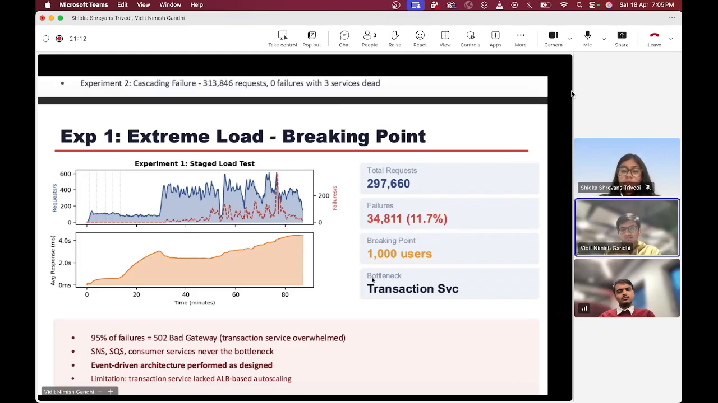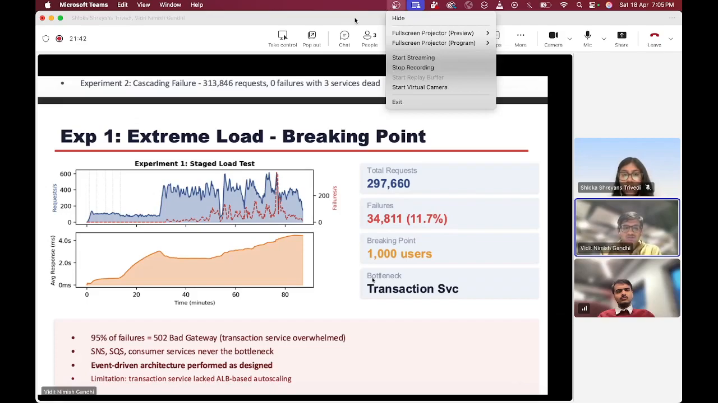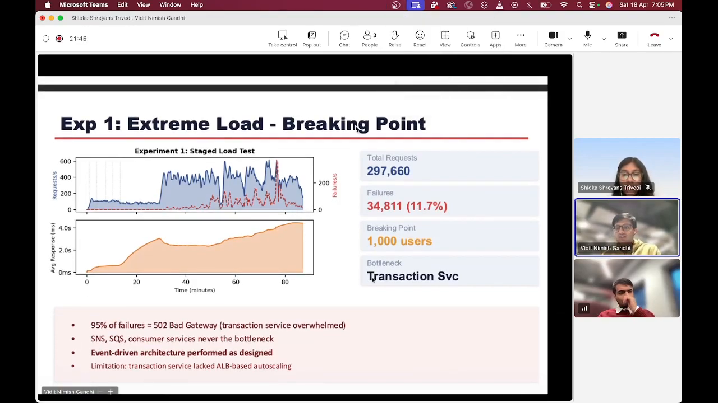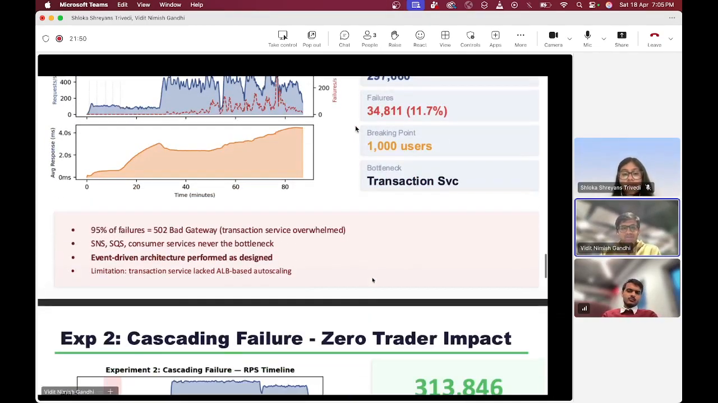errors because EC2 instances were scaling, and the total requests we tried were 2,97,660, with 34,811 failures. The key finding was that 95% of the failures were 502s from the transaction service. So SNS, SQS, and all consumer services were never the bottleneck. The event-driven architecture worked exactly as designed. The HTTP entry point broke, not the queue infrastructure. So this was the bottleneck we came to know, and then we increased from 5 to 10 instances for auto scaling.